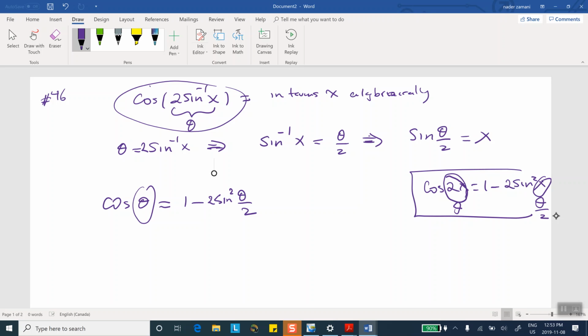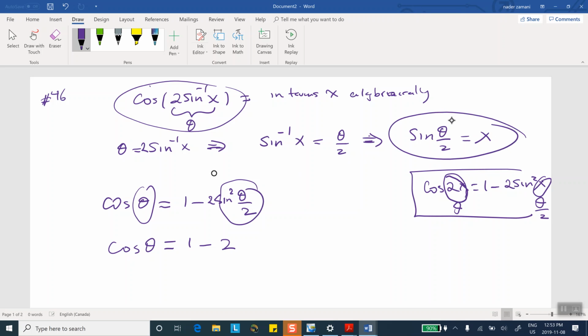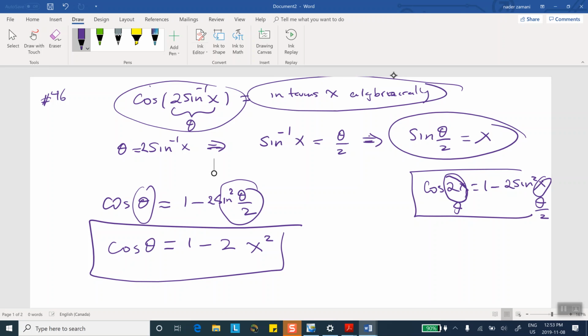So we have cosine of theta equal to 1 minus 2 sine squared theta over 2, but sine of theta over 2 is x, so this is 1 minus 2x squared. Bingo. That's all we want, in terms of x, algebraically, no trig entities on the right hand side. So we have shown that cosine of 2 sine inverse of x is equal to 1 minus 2x squared.